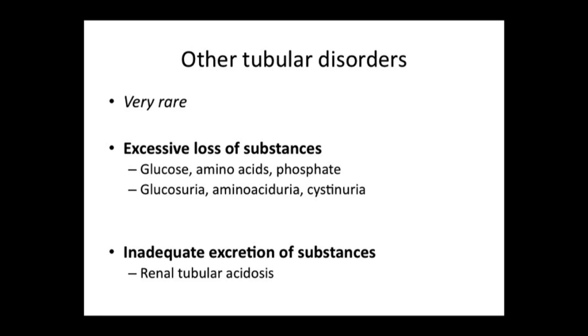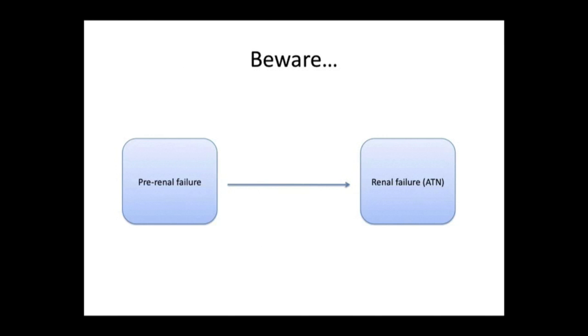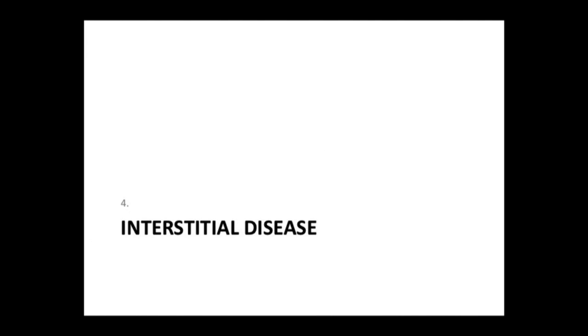Okay? And they tend to be things like if you have a problem reabsorbing glucose, you can get glucosuria, so glucose in the urine. If you have a problem with absorbing amino acids, amino aciduria, phosphocystinuria, etc. And then there's a whole group of things called renal tubular disorders, 1, 2, and 4, to do with inadequate excretion of substances. But this is just for completeness, I'm putting these things in. This is the key concept that you need to take away for tubular disorders. Okay, so that's it. Interstitial disease now.